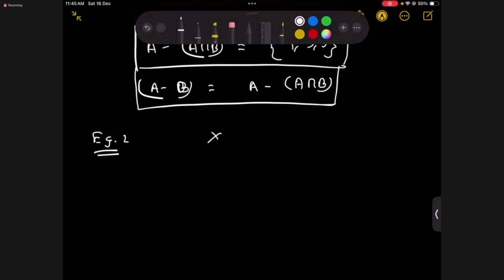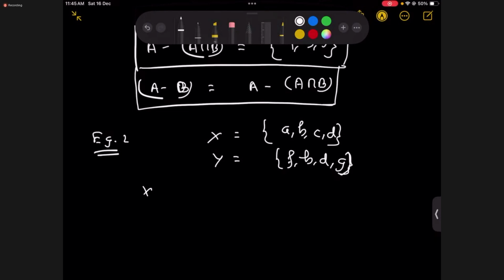Let X equal {A, B, C, D} and Y equal {F, B, D, G}. So what about X minus Y? First check: A belongs to X, does A belong to Y? No, A does not belong to Y. So A will be there.